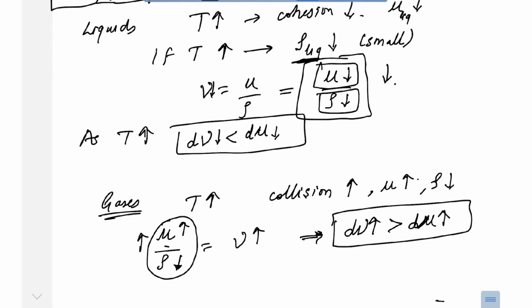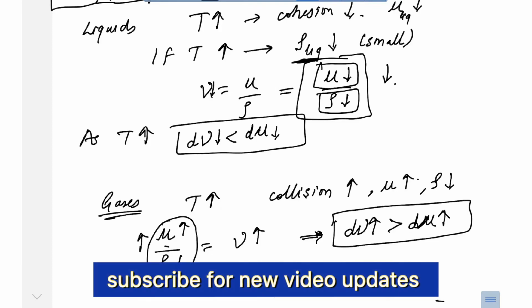So I hope all the concepts related to the viscosity are clear in this video, and in the next video we will try to solve some basic numericals based on Newton's law of viscosity.